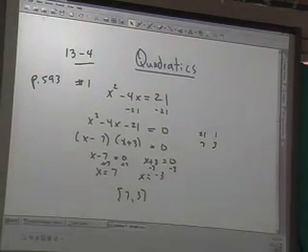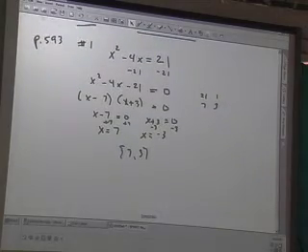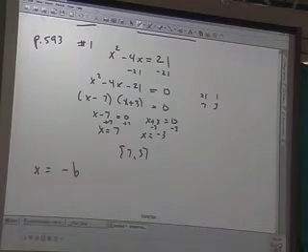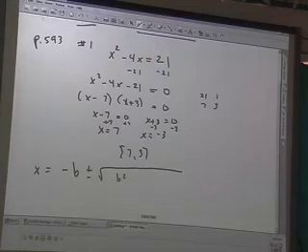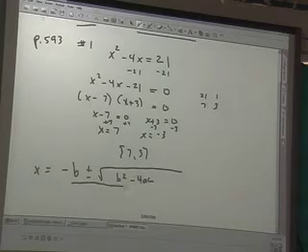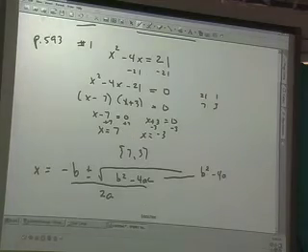Is there another way to get that answer? Yeah, with the quadratic equation. The quadratic formula is x equals negative b plus or minus the square root of b squared minus 4ac, which is the discriminant, all over 2a. Now this part here, the discriminant, b squared minus 4ac, tells us how many roots we're going to have, how many solutions we're going to have.